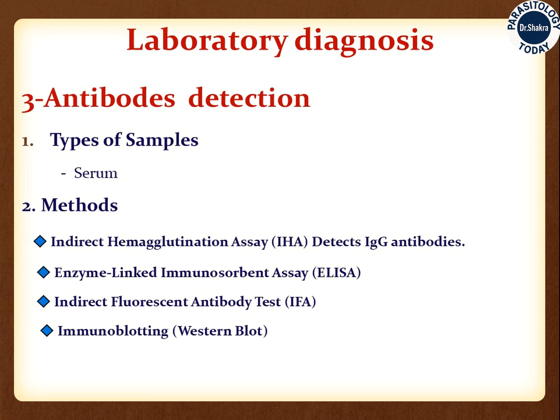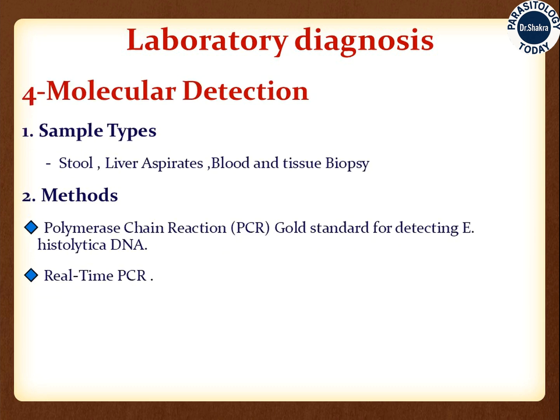Immunoblotting, Western blot. 4. Molecular detection. Sample type: stool, liver aspirates, blood and tissue biopsy. Methods: polymerase chain reaction, PCR, the gold standard for detecting E. histolytica DNA. Real-time PCR.